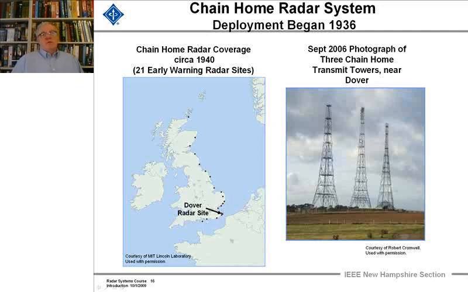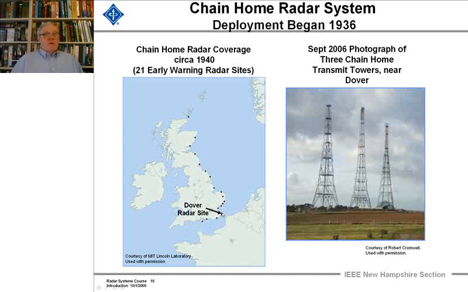The remnants of these radars, their transmitting towers, still exist over in Great Britain. Many of them are used as cell towers. They were made of steel. They're several hundred feet high, and they came in triplets. And as I explain the antenna system, you'll understand. This photograph is courtesy of Bob Cromwell, who took it in September of '06 on a trip over to Dover.